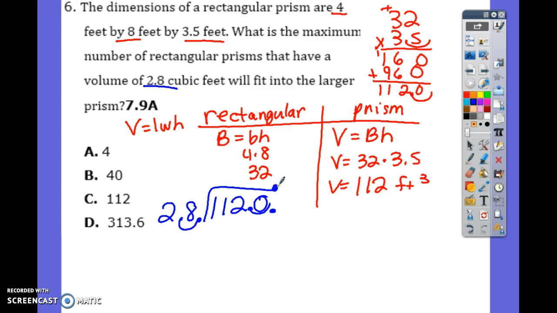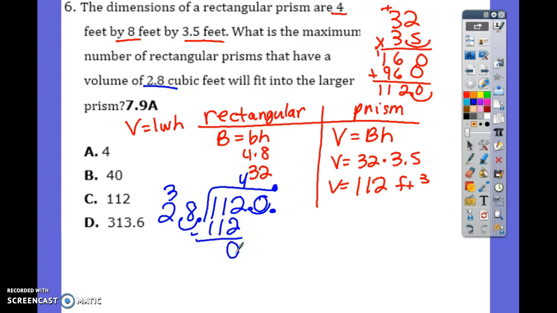So let's see, how many times does 28 go into 112? Well, 25 is going to go into 100 4 times, so let's try 4. So the 4 needs to be above the 2 in the 112. 4 times 8 is 32. Carry the 3. 4 times 2 is 8, plus 3 is 11. And when you subtract that, you get 0.